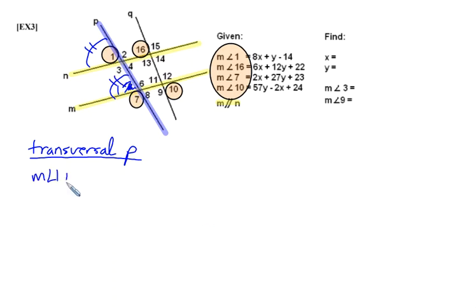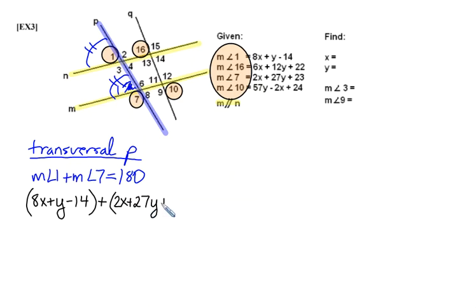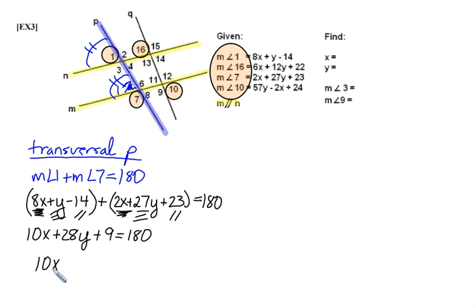Therefore, we will have that the measure of angle 1 plus the measure of angle 7 is equal to 180 degrees. But now we have some algebra, so let's plug in the algebra. The measure of angle 1 is 8x plus y minus 14. The measure of angle 7 is 2x plus 27y plus 23. And those two angles add up to 180 degrees. Be careful when combining like terms. Looks like we have 10x plus 28y, and then negative 14 plus 23 would be a plus 9 equals 180. So overall our equation here would be 10x plus 28y is equal to 171.